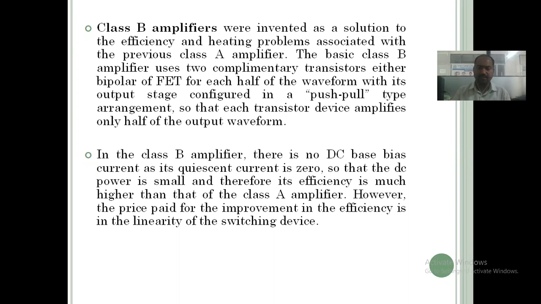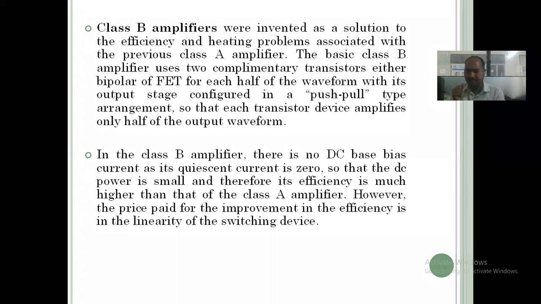Okay. See, in a class B amplifier, there is no DC base bias. What it indicates is that we don't apply any DC voltage to the transistor. It indicates that the minimum voltage or current applied across it is zero. That means the minimum current which should be applied to work in a particular condition. But in this case, we don't apply any DC current to the devices. So no DC is applied, so the DC power coming across your output should be less, right? That is the main thing with respect to this type of configuration.